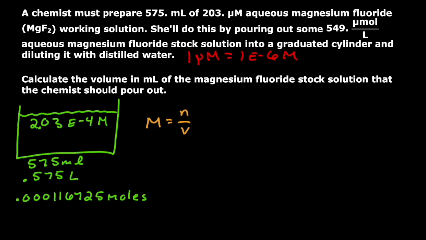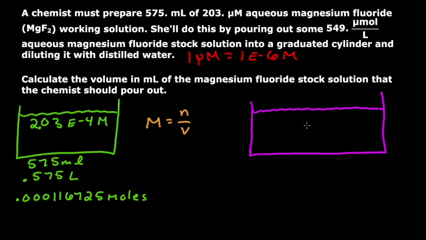So what I need to do is take my stock solution, which would be right here. We'll draw this pink beaker, and I'm going to put the solution like this in here. This is going to be the number of moles I'm going to take from here and put over here. I need to put down 549, and it's micromole per liter, or a micromolar solution. Now I need to convert that to molarity, so that's going to be 5.49 times 10 to the negative 4 molarity.